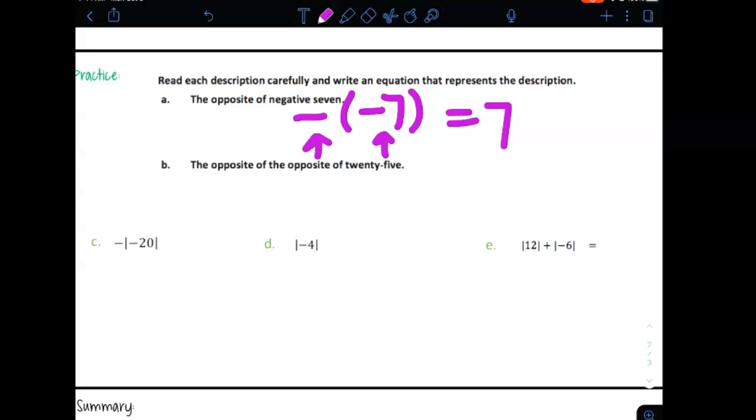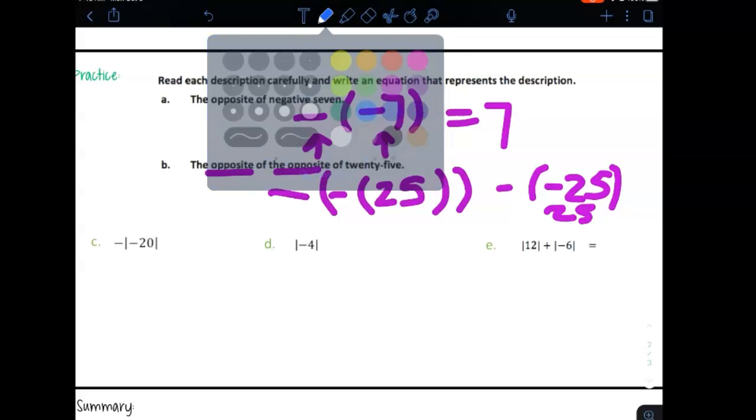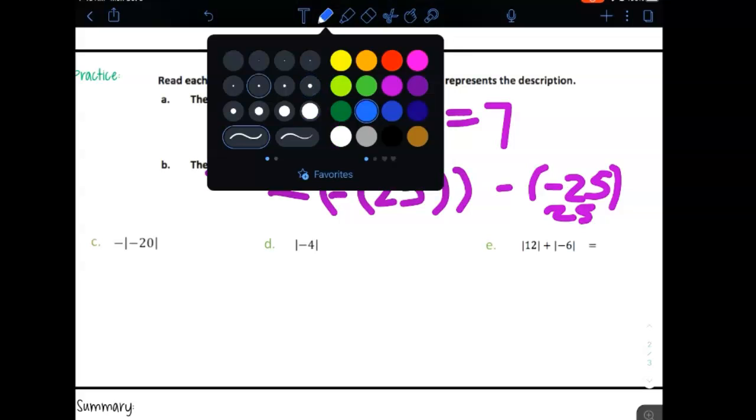The opposite of the opposite of 25. All right, I'm going to start with 25. I'm going to put in parentheses the opposite, and then the opposite of 25. This is getting silly. So the opposite of +25 would be -25. And then I still have one opposite to take, and that would get me back to +25. All right. I'm going to switch my colors here.